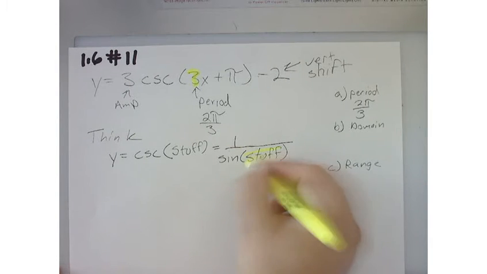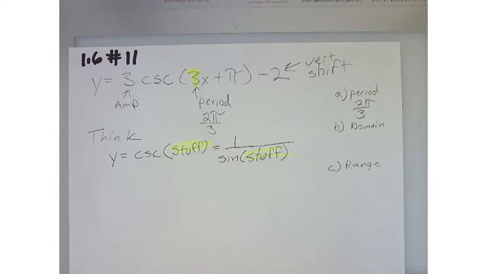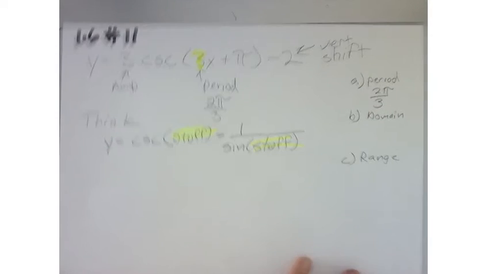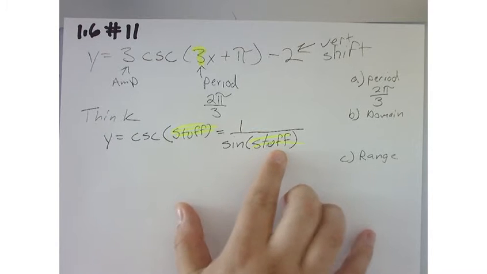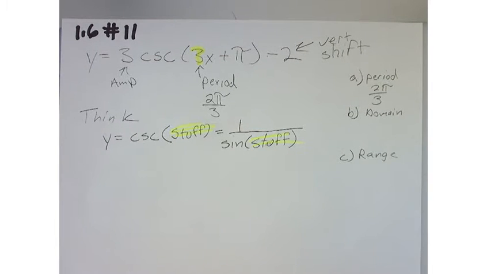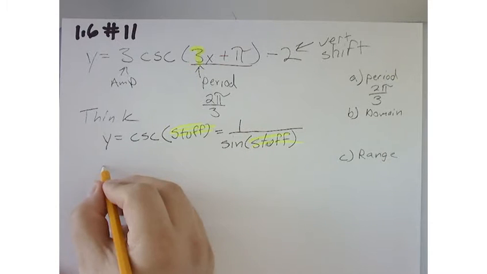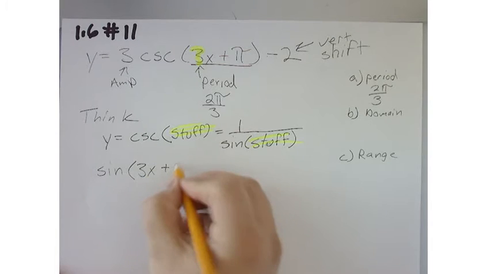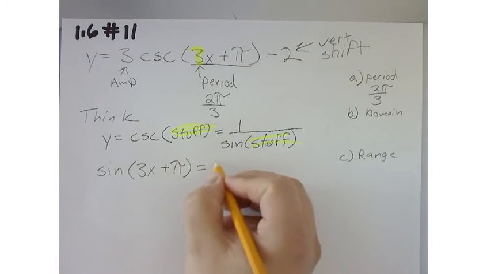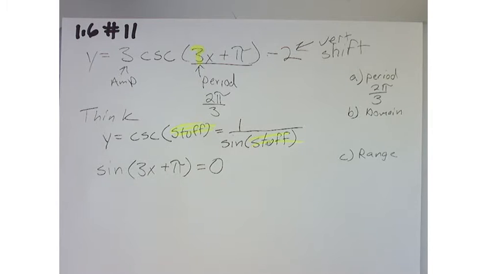So what are the restrictions on domains? Restrictions on domains are two things. Can't take the square root of a negative number. We don't have any square roots here. And we can't what? Can't have 0 in the denominator, so sine of the stuff cannot equal 0. So what is the stuff? This. So sine of 3x plus pi cannot equal 0. That's a big issue.